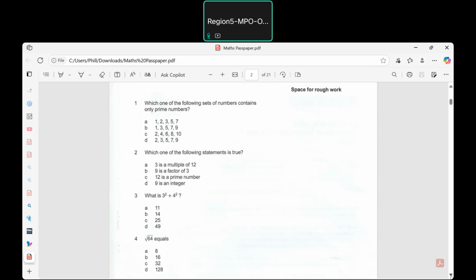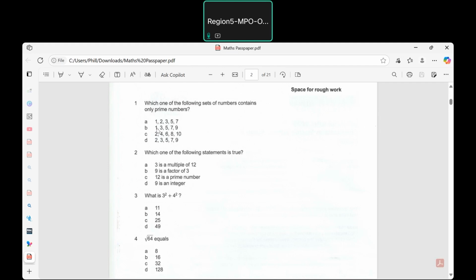60 questions are multiple choice. So we'll be looking at the questions as they come from the different modules that were given in the syllabus. All right, so it says, which of the following sets of numbers contains only prime numbers? Now, as we look here, we're going to see 4 sets of numbers.